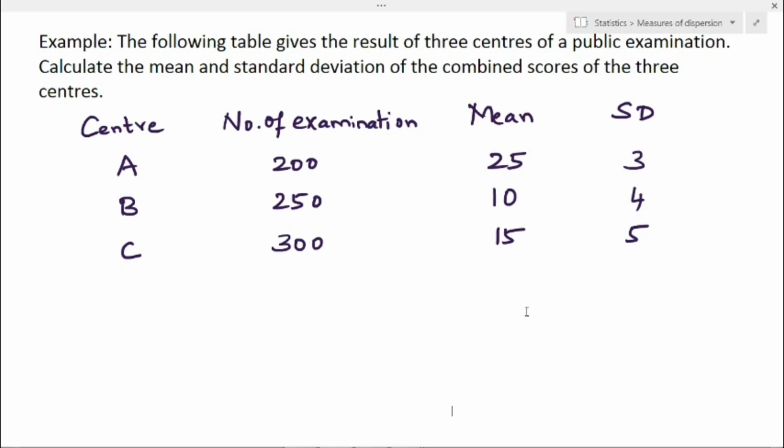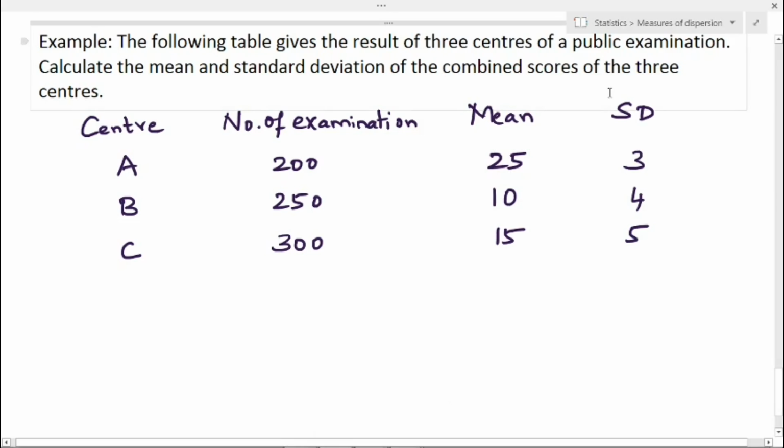Next example. In this example, we have to calculate combined standard deviation of three groups. So in the problem, we have three groups of data values are given. We have to first find combined mean of three groups, and then we have to calculate combined standard deviation of three groups. So here the following table gives the result of three centers of public examination. Calculate mean and standard deviation of the combined scores of three centers.